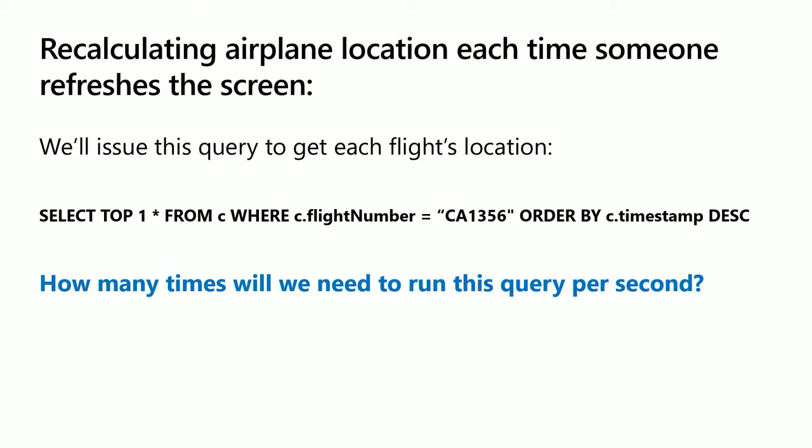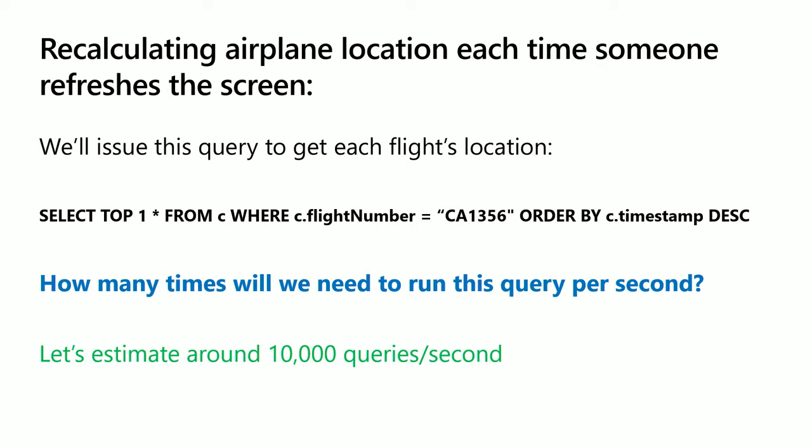Now, how many times will we need to run this query per second? Will it be run a lot or not too often? We run quite a bit. We're going to conservatively estimate 10,000 times per second. It's going to be run once per plane for every web app or service that calls into our Cosmos DB container. So every time we want to display the location for a particular plane, we'll have to query the entire location history and issue this query here.